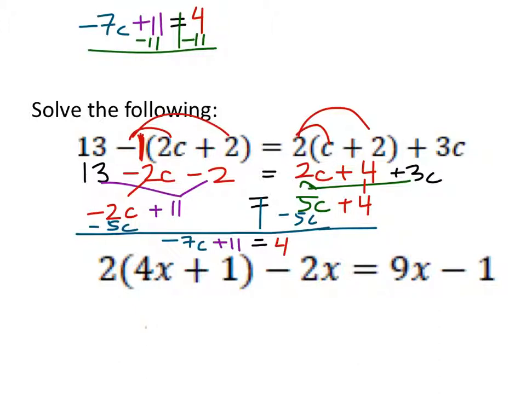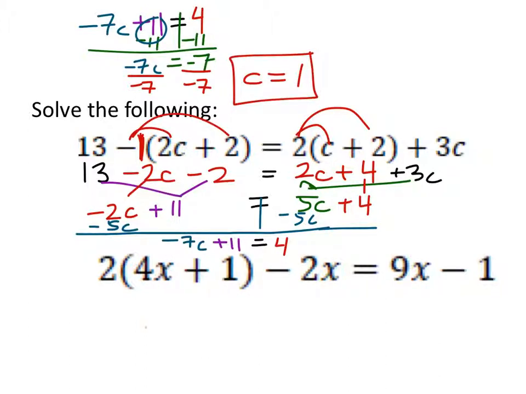So that leaves me with the negative 7c, these zero out, and 4 minus 11 would be negative 7. The last step would be to divide both sides of this equation by negative 7, which gives us c equals negative 7 divided by negative 7 is 1. So in this equation, c is 1.